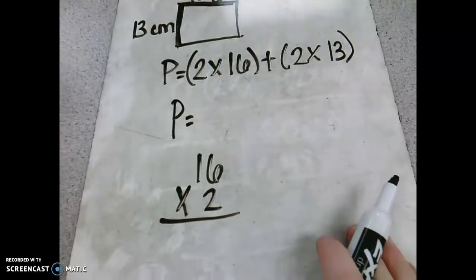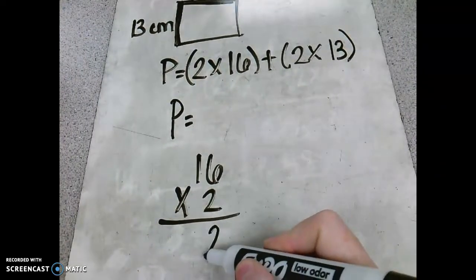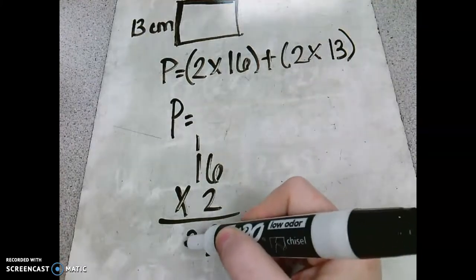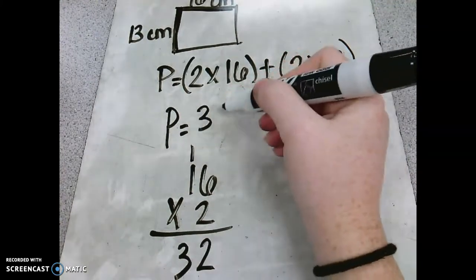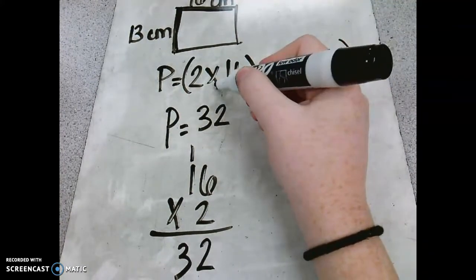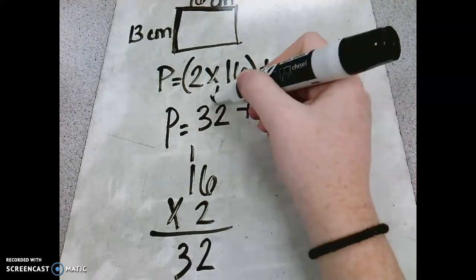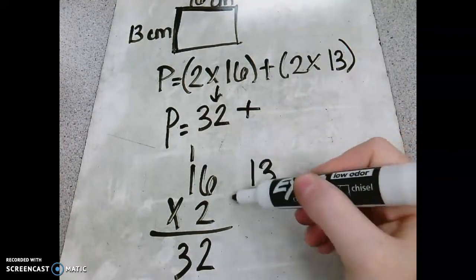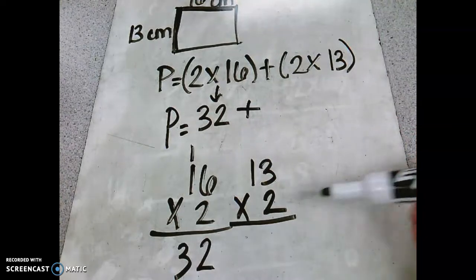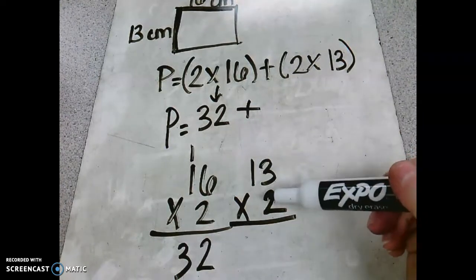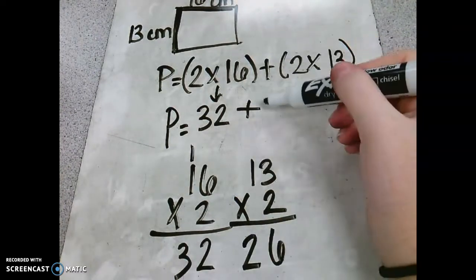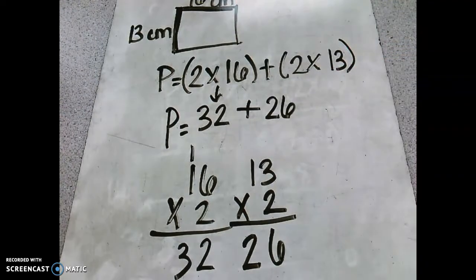16 times 2. 6 times 2 is 12. 2 times 1 is 2, plus 1 is 3. So we would have 32 for that one. Okay. Plus 2 times 13. Now, if you don't know what it is, we need to solve it like this. 13 times 2. 3 times 2 is 6. 2 times 1 is 2. So it would be 26.